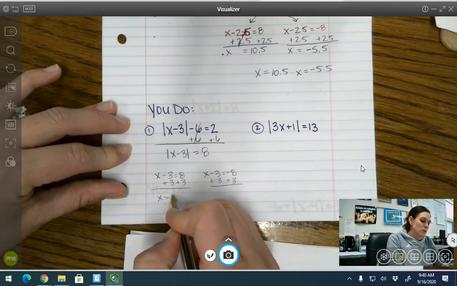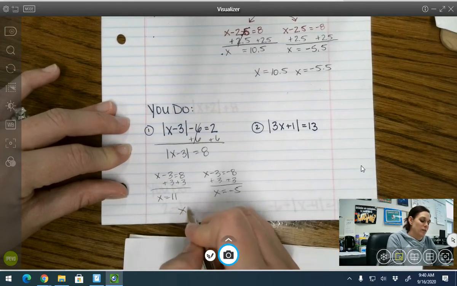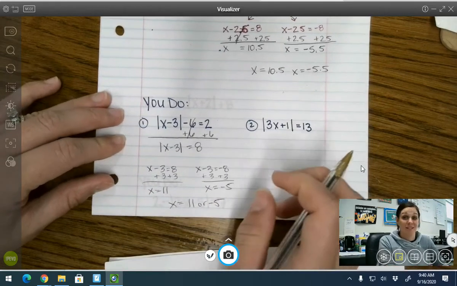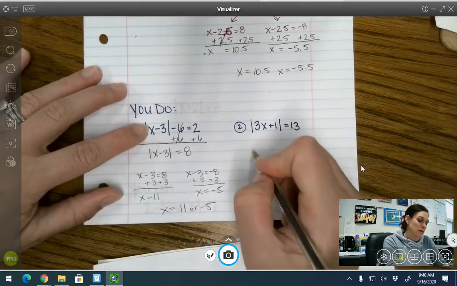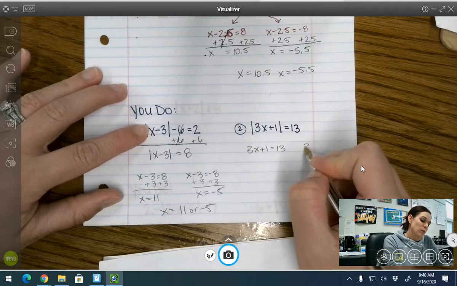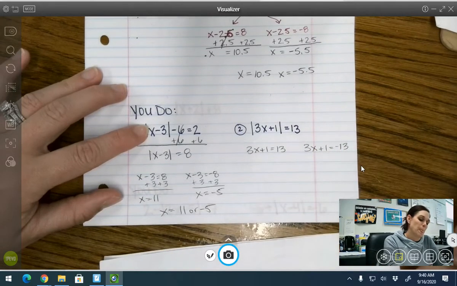So x equals 11 and x equals negative 5. Right? Is that what you got? All right, here I am just slicing and dicing. So we get 3x plus 1 equals 13. And we get 3x plus 1 equals negative 13.